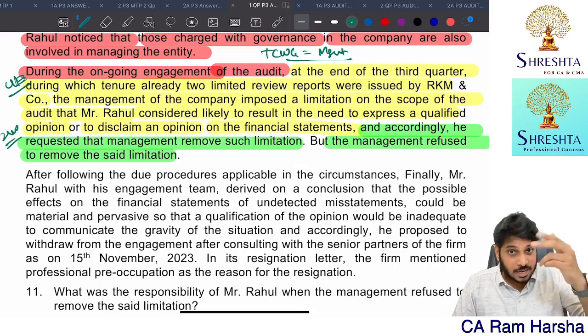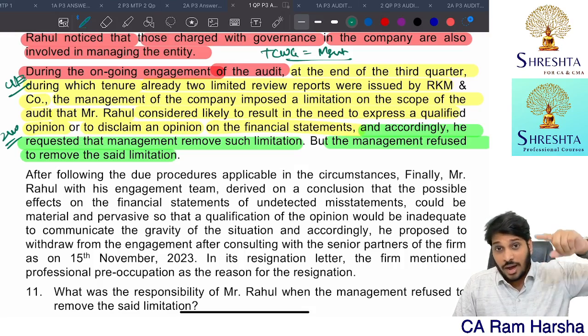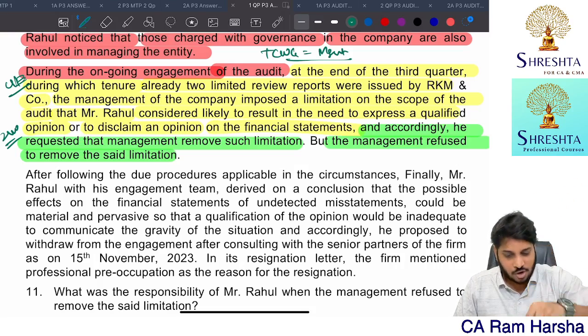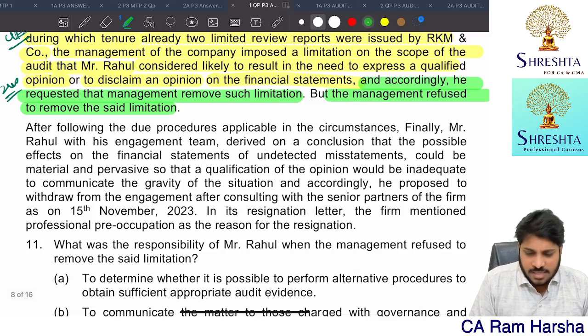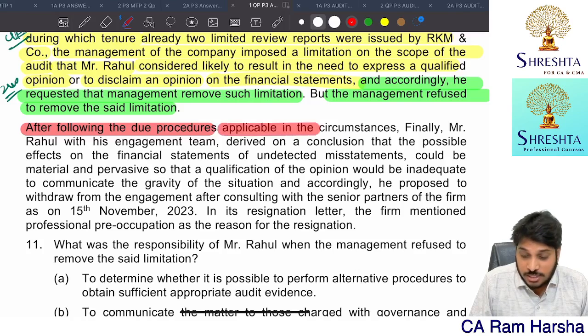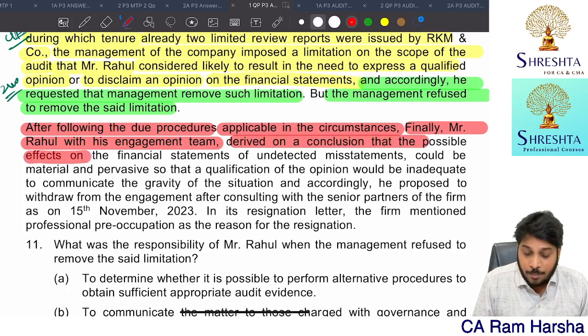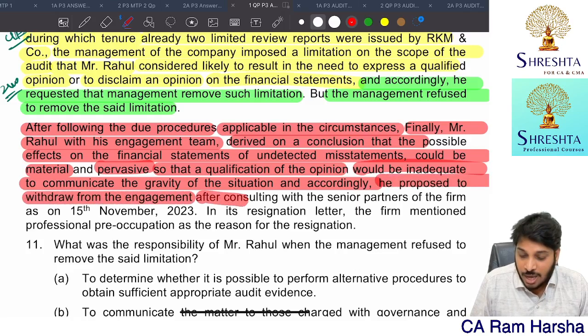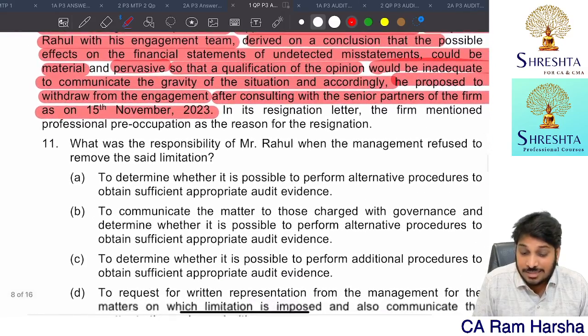When I was explaining the SA 240 standard in our class, I told you, I directly opened the audit report chapter in the ICAI material. Inside that, the LODR regulation, the 45 days logic, that logic only. Fine, anyhow, we'll see. They have not given any information about dates in the question itself. After following the due procedures applicable in the circumstances, finally Mr. Rahul with the engagement team arrived at the conclusion that the possible effect on the financials of undetected misstatements could be material and pervasive, so that a qualified opinion would not be adequate to communicate the gravity of the situation, and accordingly he proposes to withdraw from the engagement after consulting with senior partners of the firm on 15th November 2023.